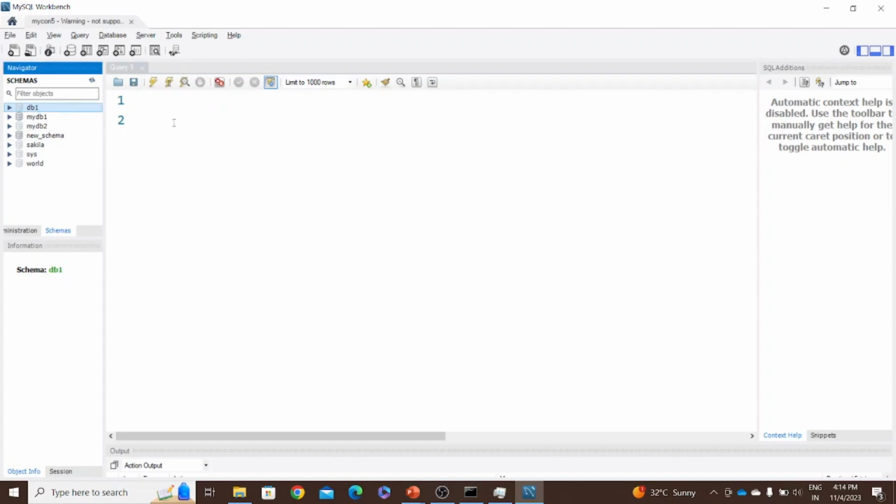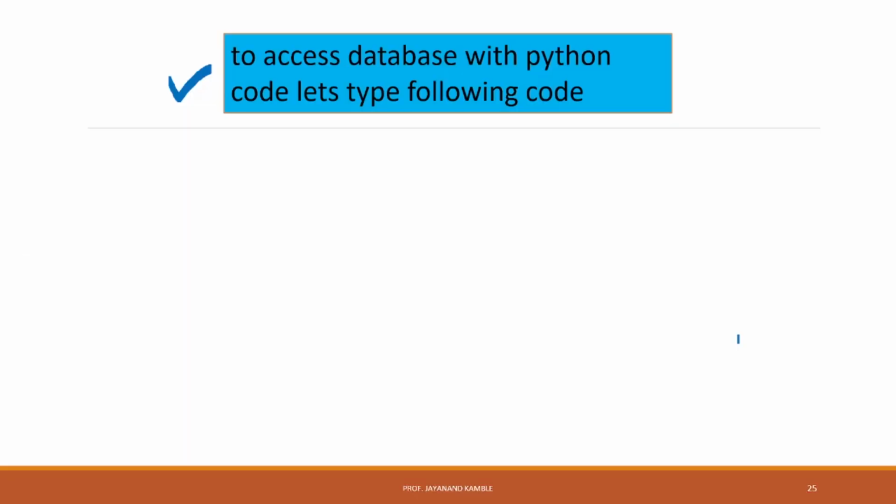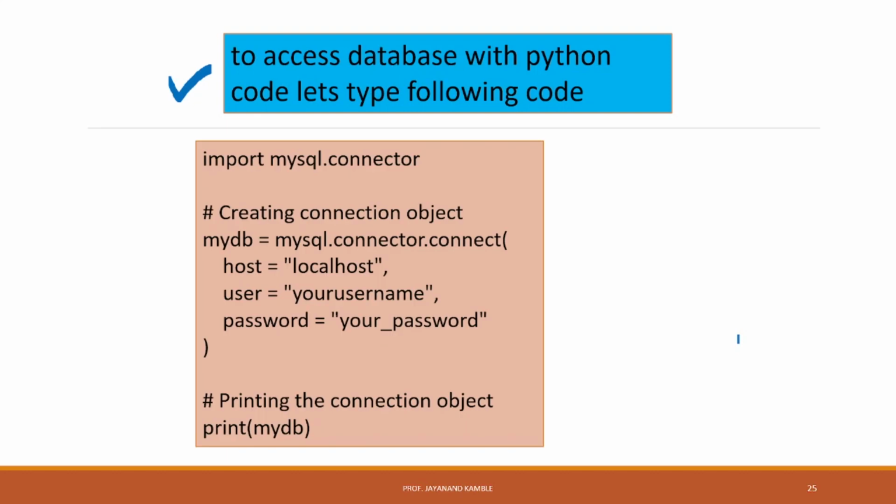Okay, so in db1 we are going to create a new table, and we are going to create that table with the help of SQL commands through Python. That is the most important thing that we are going to do. We have created the database and now we are going to create a table. So let's type this code: import mysql.connector. We need to import first the MySQL connector, which we have already installed. Then create the connection object, that is mydb, you can also name it mycon.